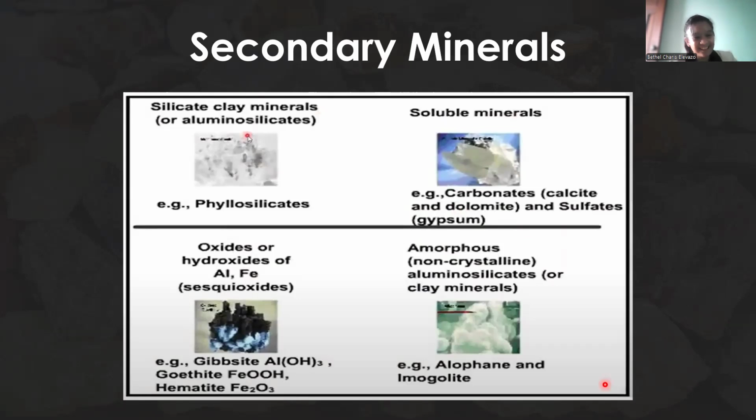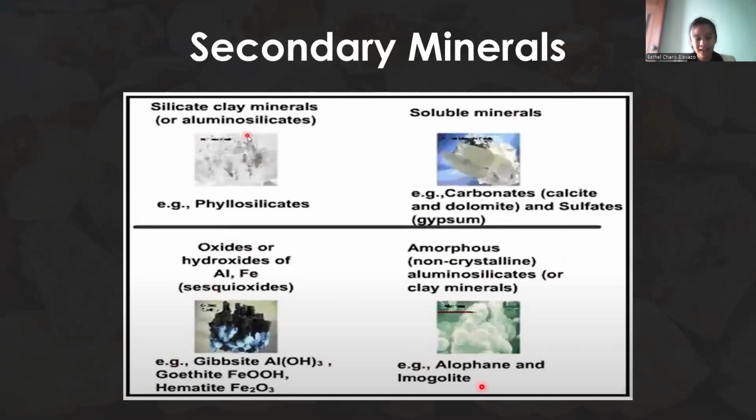Okay? Next, oxides or hydroxides of aluminum and iron. Or ito yung tinatawag nating sesquioxides. Okay? Anong mas mahirap? Scientific name ng crops, scientific name ng animals, or si soil science na hindi natin alam kung saan kinuha, kung saan ba hinugot yung mga pangalan ng minerals. So, reminder lang, pangalan pa lang yan ng minerals, wala pa tayo sa lupa. Okay? So, balik ulit tayo dito.